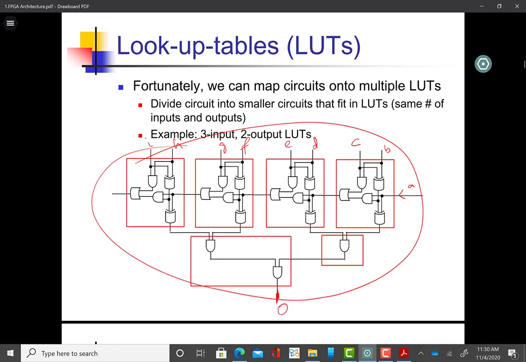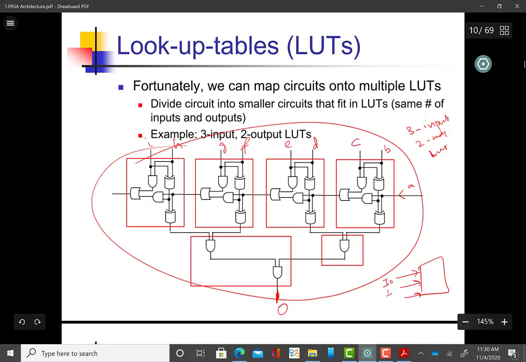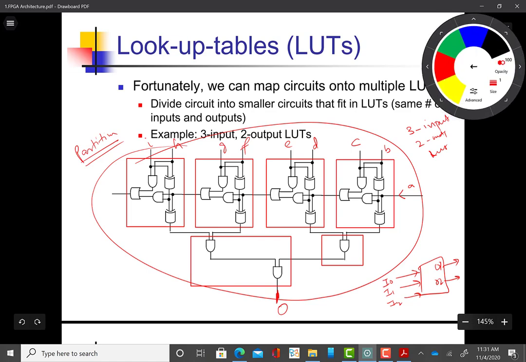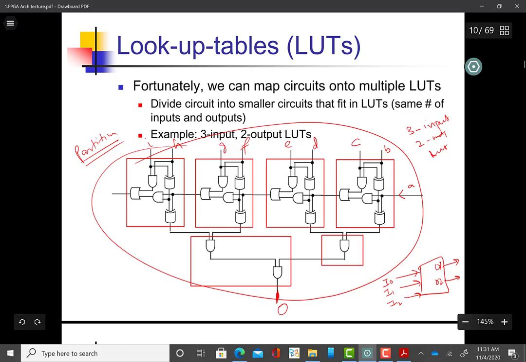Okay, so imagine that we have only 3-input, 2-output LUTs. So we have our FPGA with this kind of lookup tables. It has 3 inputs and 2 outputs. Then what we need to do is partition our circuit into a feasible structure where the number of inputs is no more than 3.